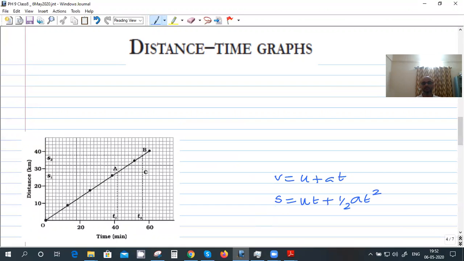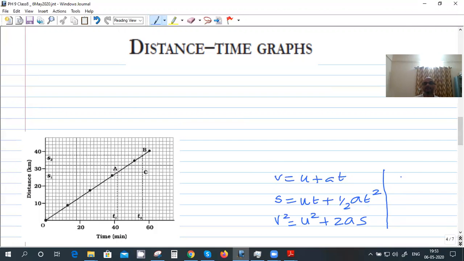What does S stand for? S is the distance, or displacement. Displacement. Yes. And the third equation is what? V square equals U square plus 2AS. Okay.